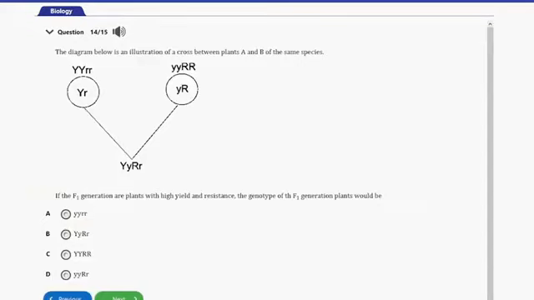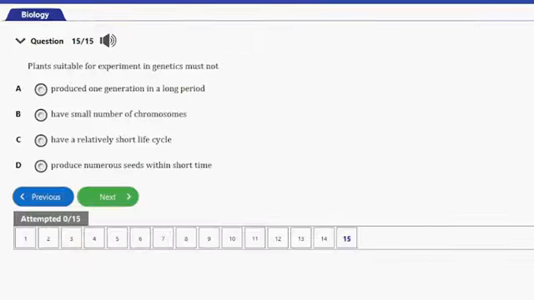So it says here, if the F1 generation are plants with high yield and resistance, the genotype for F1 generation plants will be, so guys, the option here that shows the feature of being both high yield and resistance, where Y is the high yield and R is the resistance, it will be option B here, and that's the answer to this question. So let's consider the next and the last question.